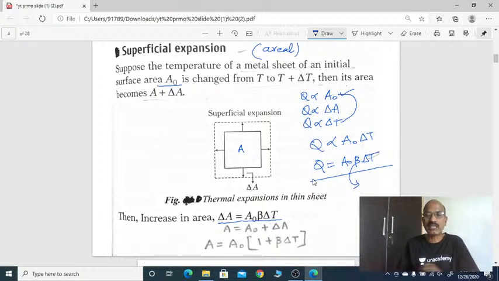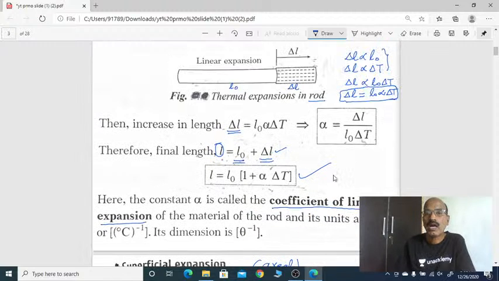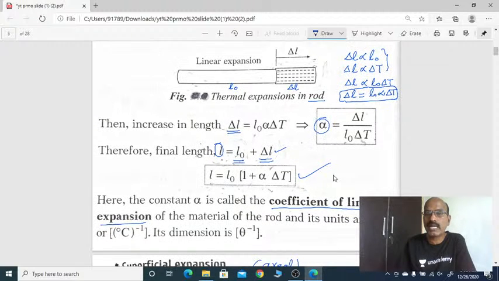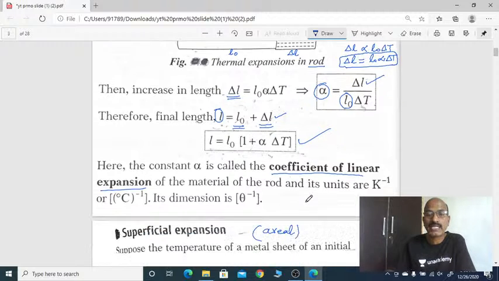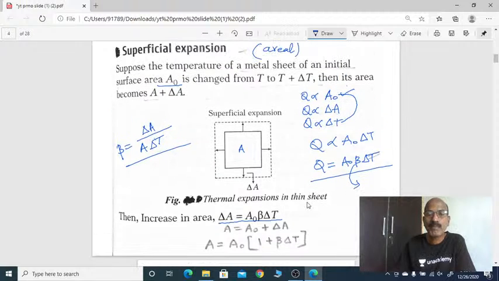Now this is volume expansion. When a metal rod is heated, its area is expanding. So here beta is the coefficient of areal expansion. From here, beta equals increase in area by original area into rise in temperature. And in the previous one, alpha, the coefficient of linear expansion, equals increase in length by original length into rise in temperature. Alpha is the coefficient of linear expansion. Beta is the coefficient of areal expansion.